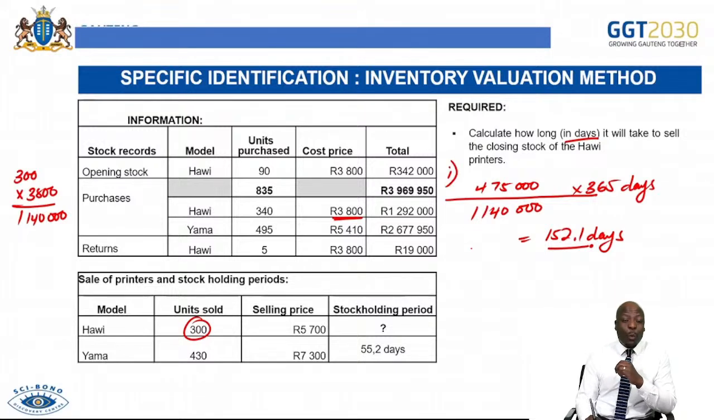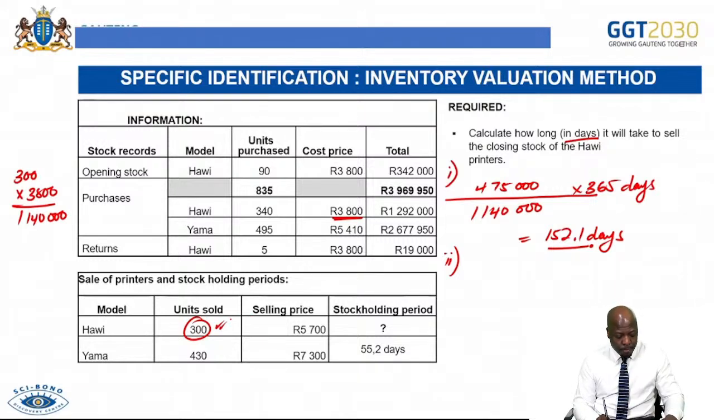This will be method number one when I use the rand value. Method number two now, of calculating the very same thing, is when I use units now. Units. Remember how long in days it will take to sell the closing stock. So in other words, you want to know how many days it will take to sell the 300 units.